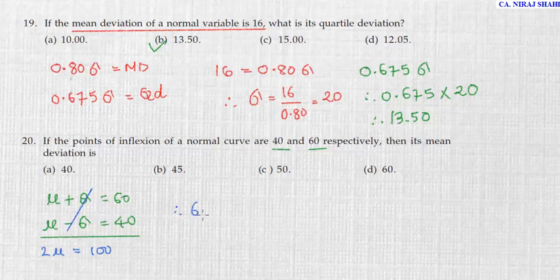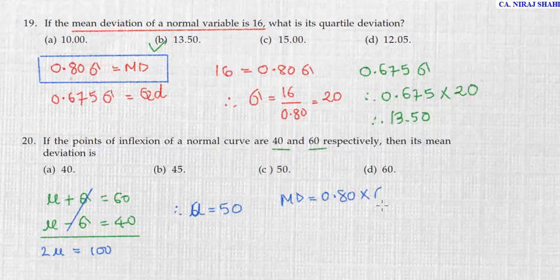So mu is equal to 50 actually. Okay. Now we have to find out the mean deviation. The formula to find out the mean deviation, we have already written it here. The formula to find out the mean deviation is nothing but 0.8 into sigma. So let's put it. Mean deviation is equal to 0.80 into sigma.